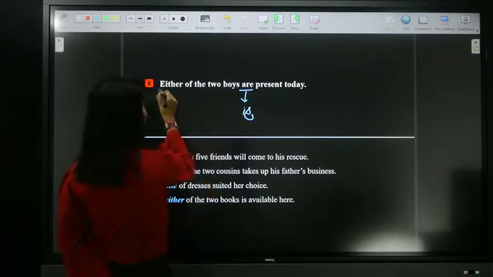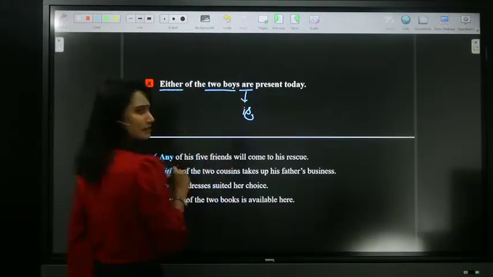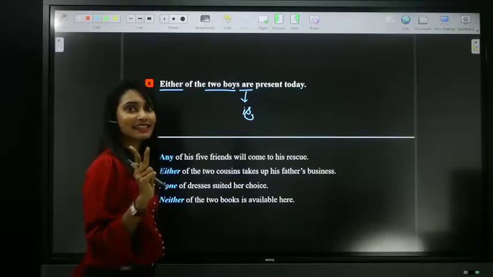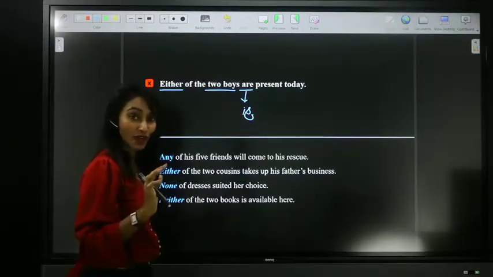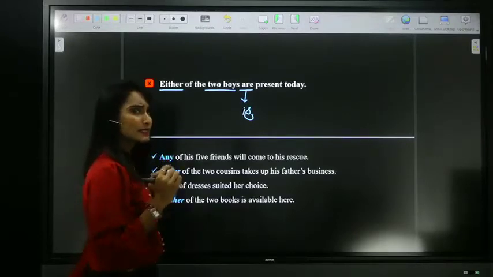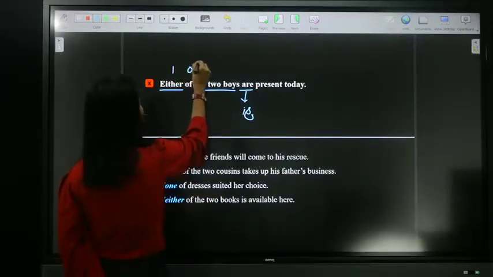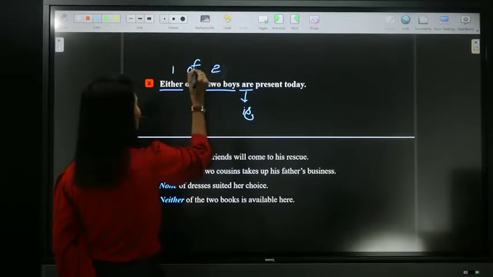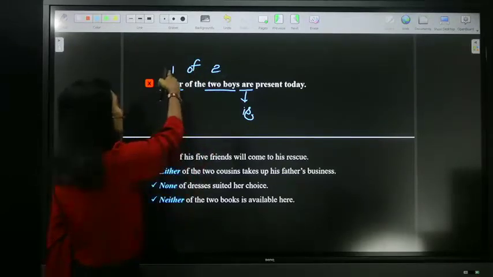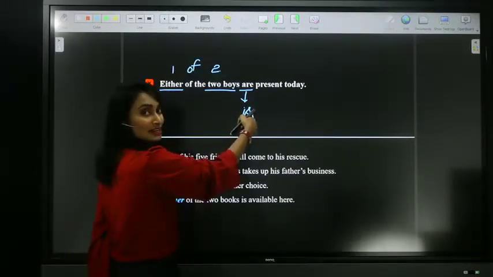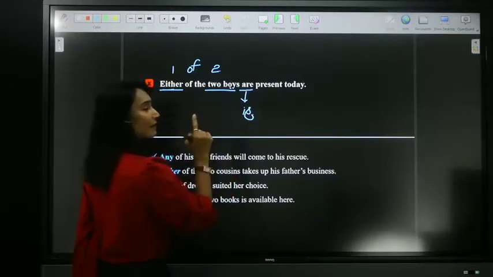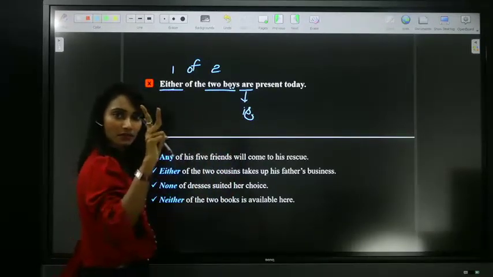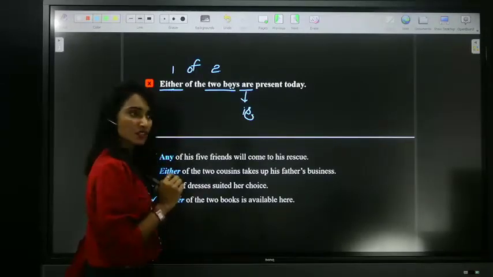Good. See, either of the two boys. We discussed either, neither, each, every, any, none. These are distributive pronouns. And either means one of two. So one of two, that means our subject is one. That means we require a singular verb. So either of the two boys is present today. That means out of two, only one is present today.